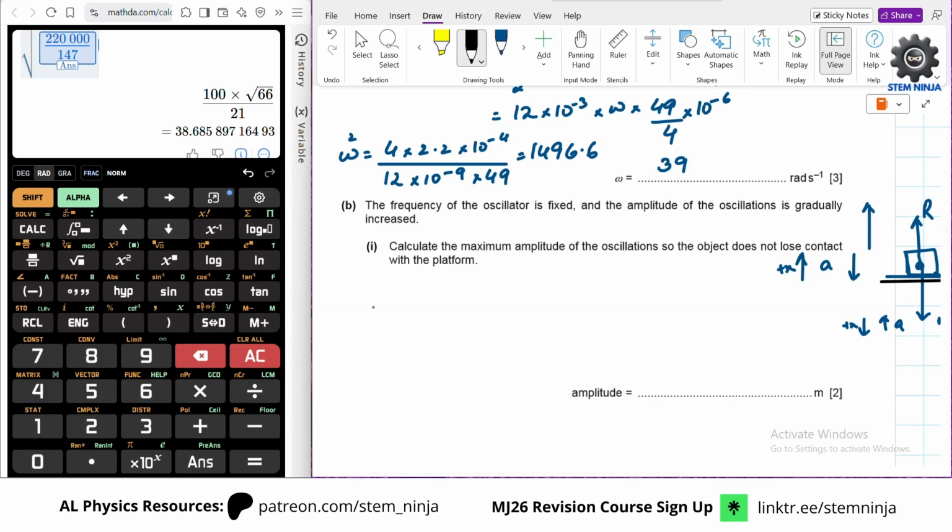So if we have the maximum acceleration, we can figure out the maximum amplitude also. So omega is 39, so x naught would be acceleration, which we found out to be 9.81, divided by 39 squared.